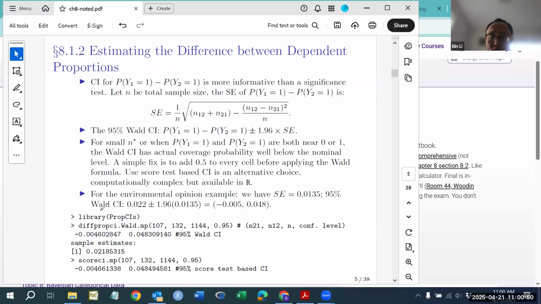From this study, we have the 95% Wald confidence interval, this one. You can see the 95% Wald confidence interval does include 0, but the lower bound is very close to 0. So this also tells us it's marginally significant, because the lower bound is very close to 0, right? And these agree with the test results.